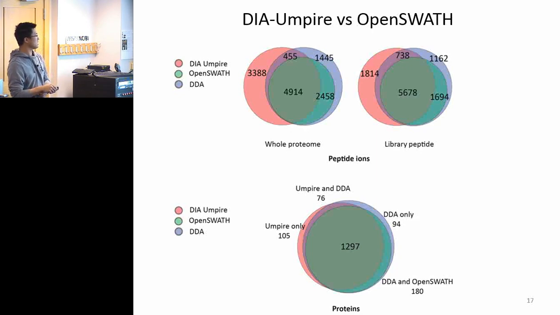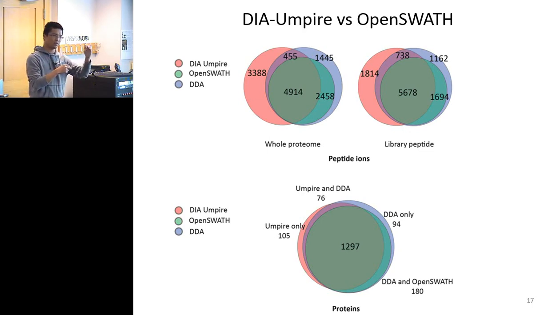For the protein level, we can see all 3 ways, DDA, OpenSWATH, and DIA-Umpire, actually get very similar numbers of protein identifications. At the peptide ion level, we do 2 different comparisons. One is when we do the database search, we can specify the FASTA file, all the proteins that we expect to see. Here we use the whole human proteome to do the database search.